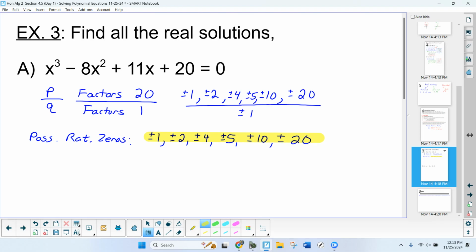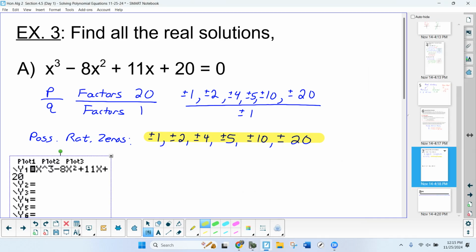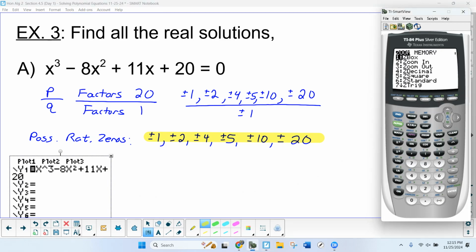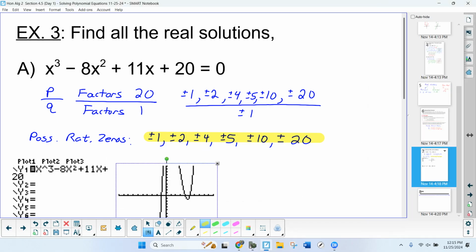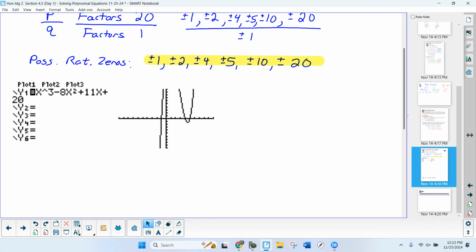You guys have a graphing calculator. So I told you guys to get those out at the beginning of class. Let's get those out. And let's type in x to the third minus 8x squared plus 11x plus 20. Okay. And I'm going to do a zoom 6 because I don't know what my window was the last time I graphed, although I just graphed it in class, but you didn't. And here is your graph. So I'll give you guys a minute to see if you got this. Did you guys get that?